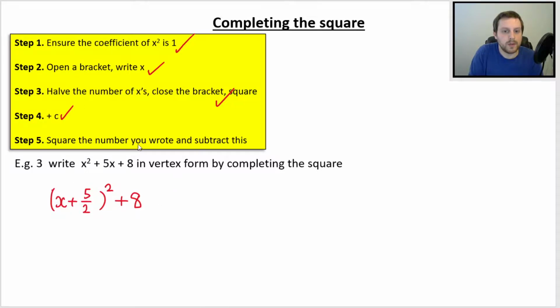And square the number you wrote and subtract this. So what's 5 over 2 all squared? This is why it's a lot easier to leave it as a fraction, because I can just square the top and square the bottom. So this is minus 25 over 4.